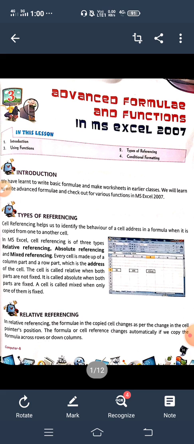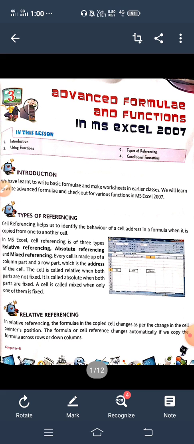Then there are three types of referencing. Total three types are there: relative referencing, absolute referencing and mixed referencing. These are the three types of referencing.